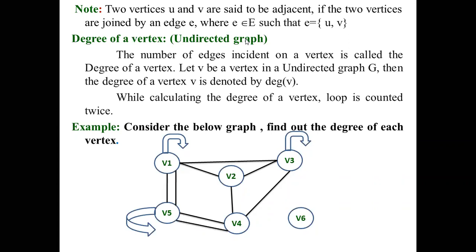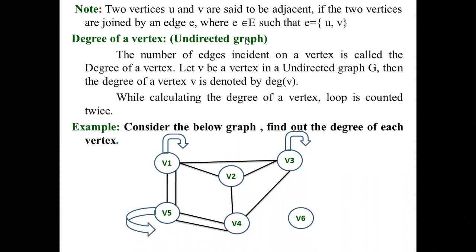Let V be a vertex in an undirected graph G, then the degree of vertex V is denoted by deg(V). It is pronounced degree of V. While calculating the degree of a vertex, a loop is counted twice. So in the given graph, where loops are present, a loop is counted twice.